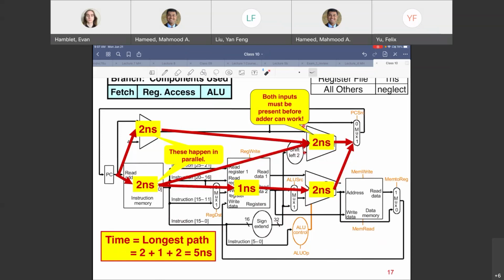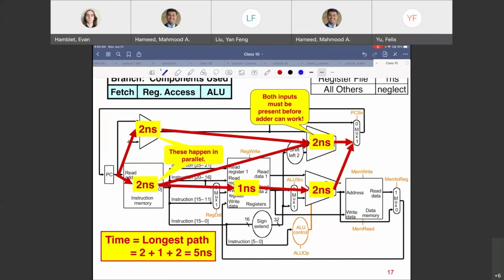Once I have these two guys ready, both inputs must be present, yes, then I can do the addition over here to compute the branch address. To compute this branch address, how much time did it take me? It took me 2 nanoseconds plus 2, 4 nanoseconds there, and it took me 5 nanoseconds over here to compute that. Okay, so total is 5 nanoseconds. Let me take another attempt at this.